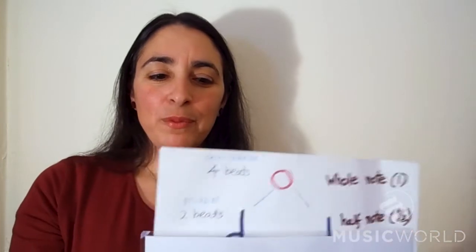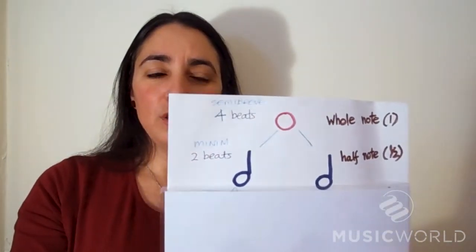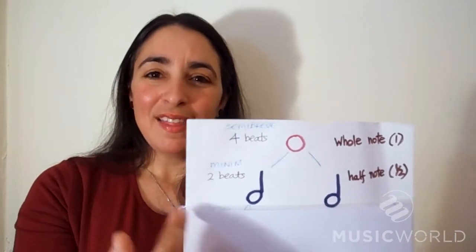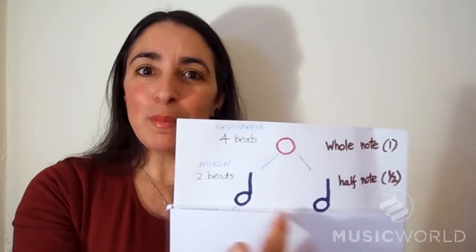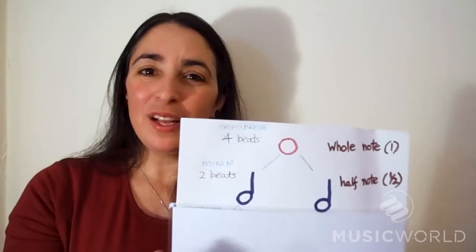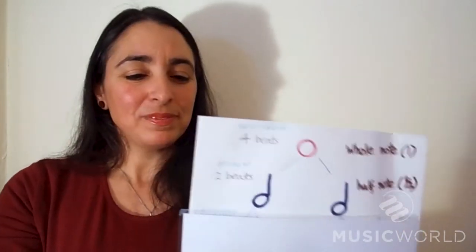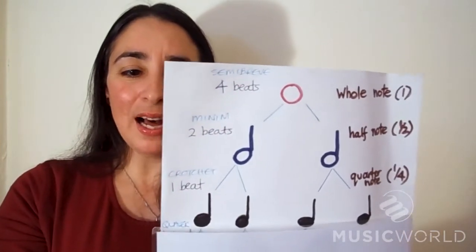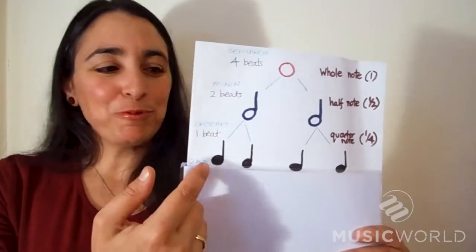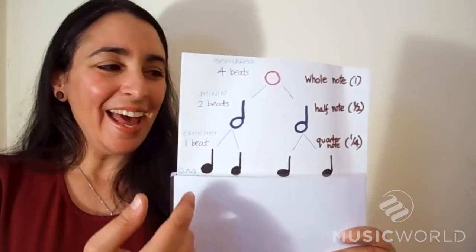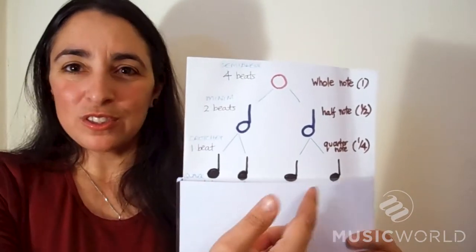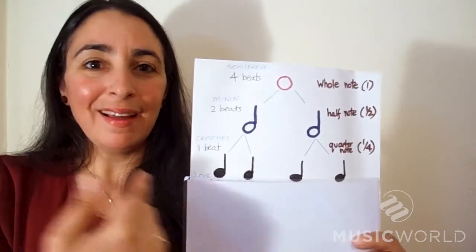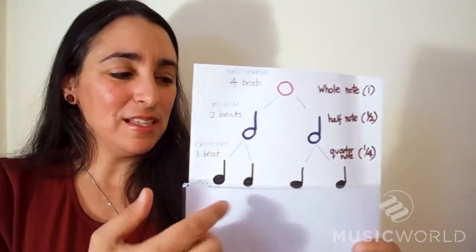So say we were to divide this into 2 halves, then we get 2 minims. They are 2 beats each, and each of them is half of the whole. So we can actually call them a half note. Let's do this process again. We're going to divide these minims in half, and we end up with 4 crotchets, and each of these crotchets is a quarter of the whole, so we can call them another name, a quarter note.